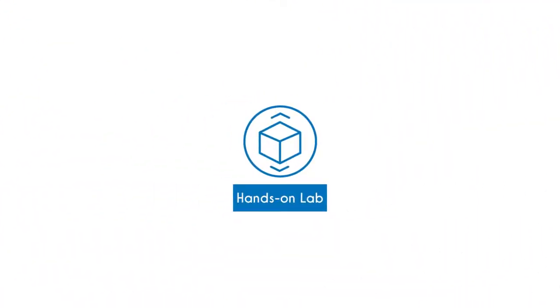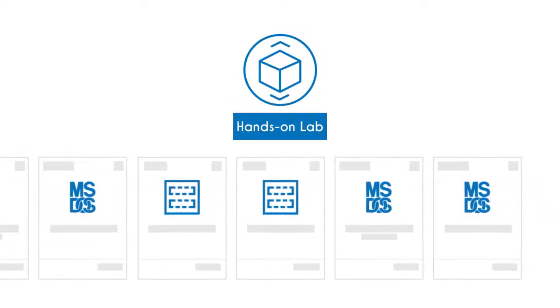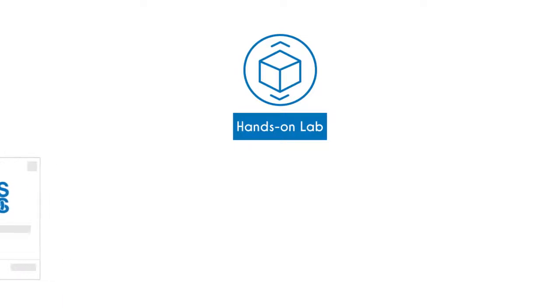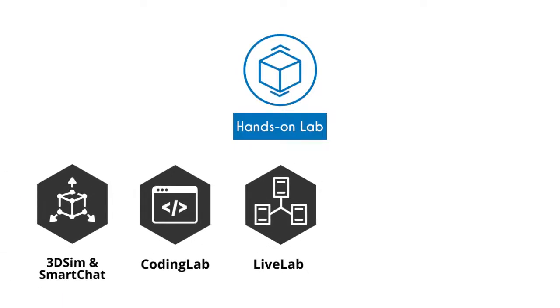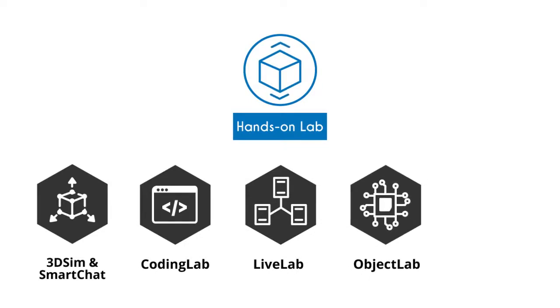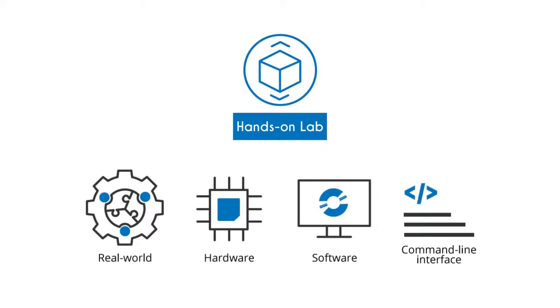uCertify comes complete with 56 hands-on labs to give students a real exam experience in an online environment. The lab consists of 3D Sim and Smart Chat, Coding Lab, Live Lab, Object Lab, and Software Sim that simulate real-world hardware, software, and command line interface environments that allow students to perform activities in real or simulated environments.